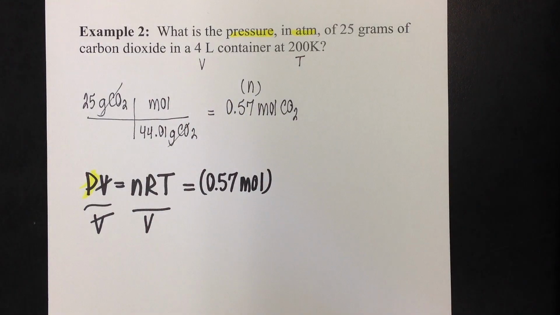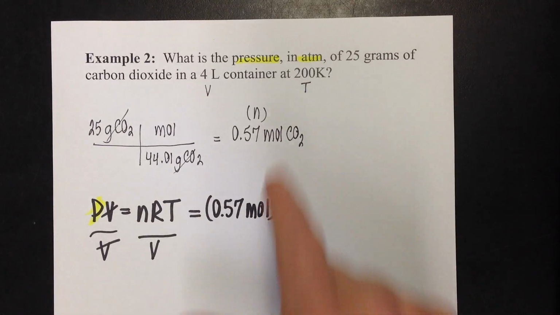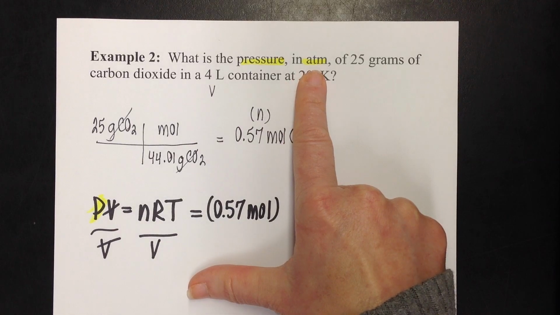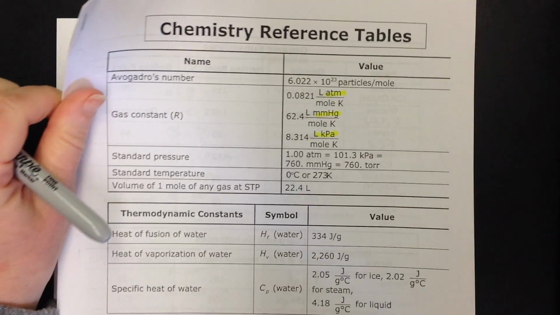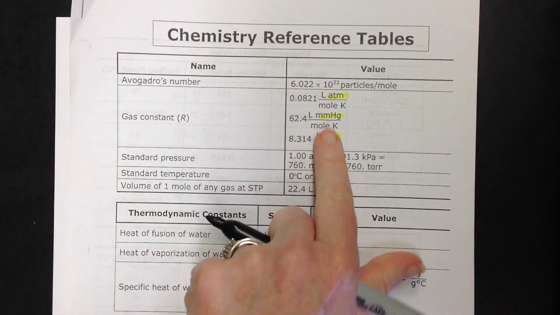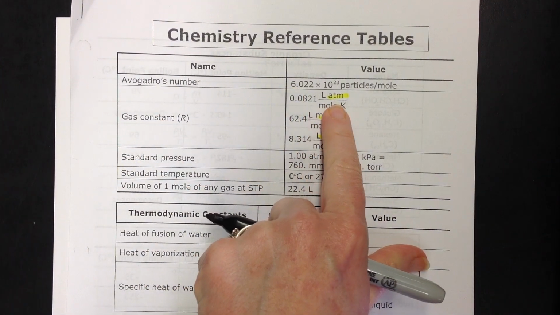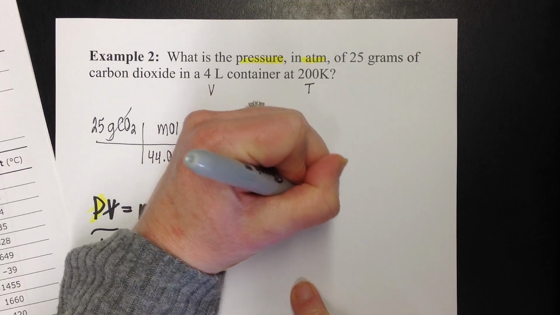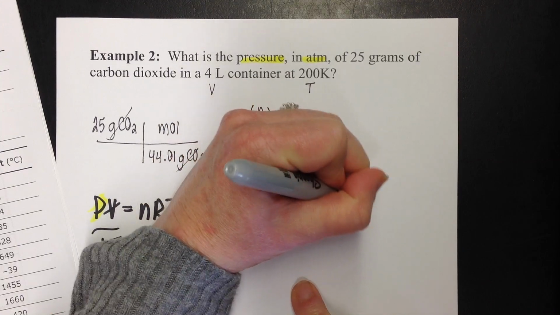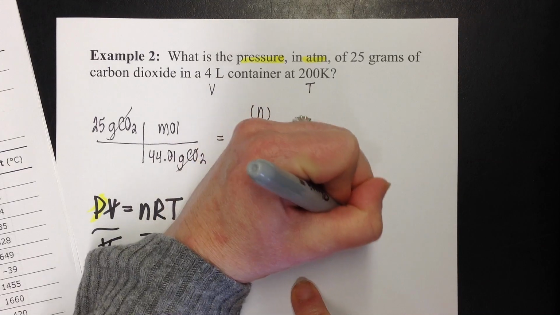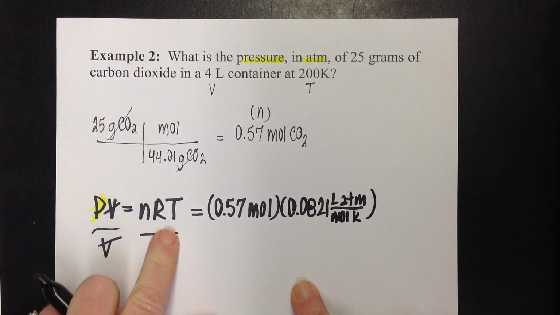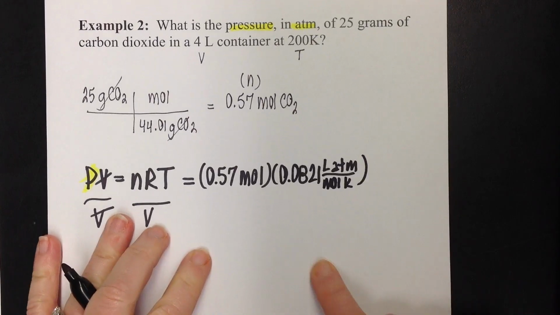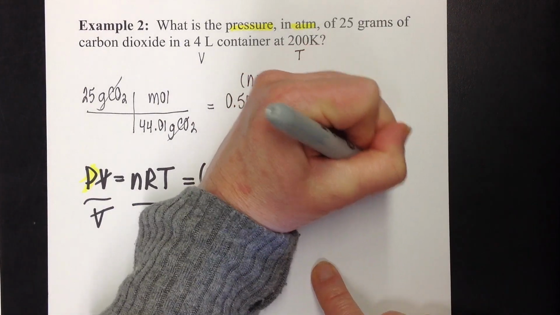R is the universal gas constant. I'm going to look that up in my packet. Now keep in mind that they didn't give me pressure in this problem, but they did specifically ask for that pressure in atmospheres. So I'm going to look at these choices. This first one is the one that has atmospheres in it, so I'm going to use 0.0821 liter atmospheres per mole Kelvin. The temperature in this case is 200 K. I did not have to do anything to it because they gave it to me in Kelvin. That was really nice.